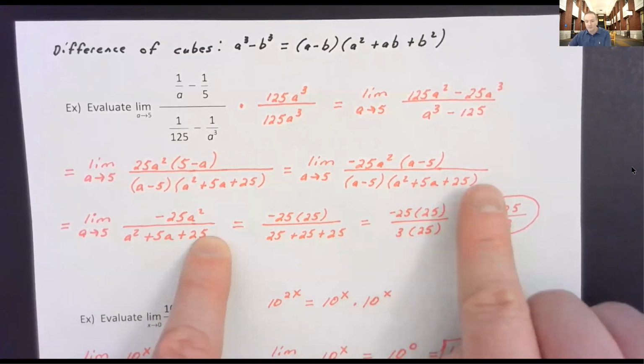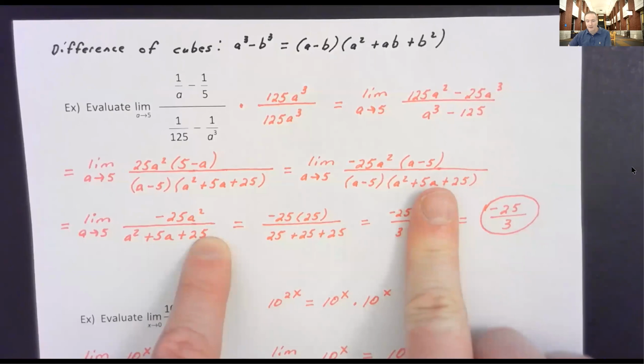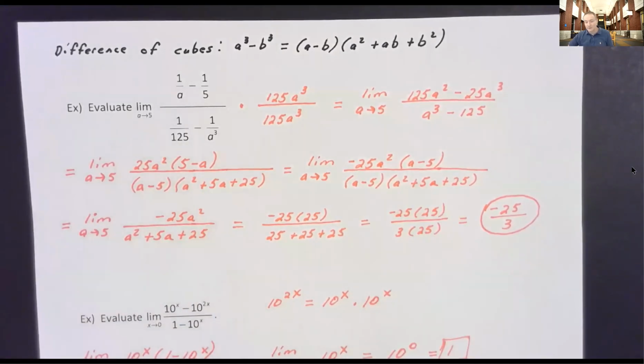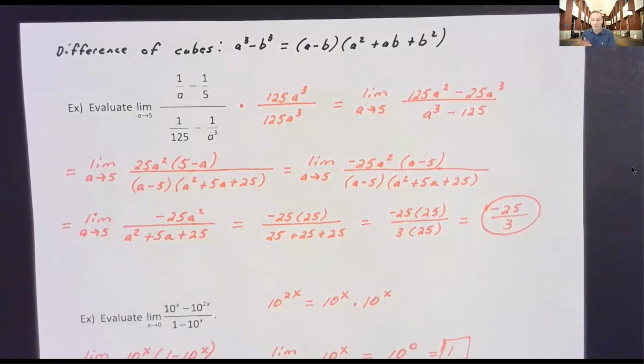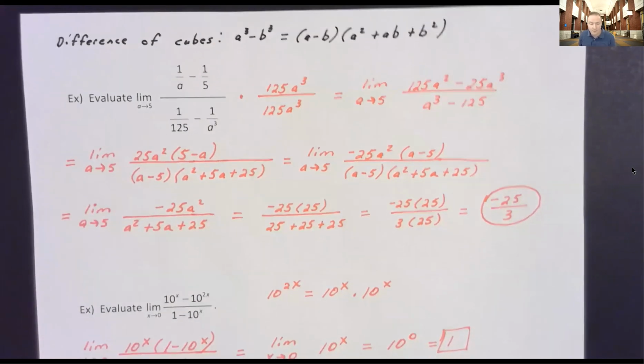So the most efficient path to an answer would just be to cancel out the factors of 25 and you've got negative 25 over 3. Alternatively, you could have said, well, negative 25 times 25 is going to be 625. Your denominator is 75. That still reduces down to negative 25 over 3.